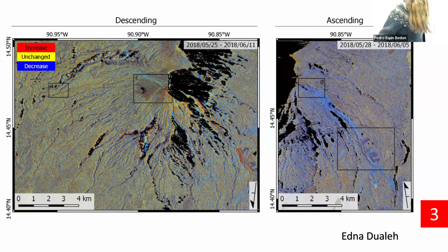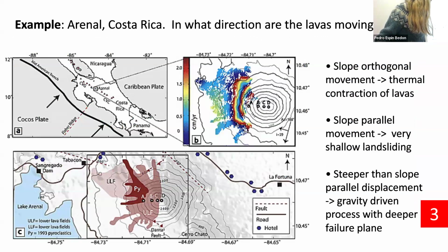And here you can see false color images where red represents an increase in backscatter, blue is a decrease, and yellow is unchanged. And what you can see here is a pyroclastic flow, which has gone down the flanks of Fuego volcano.